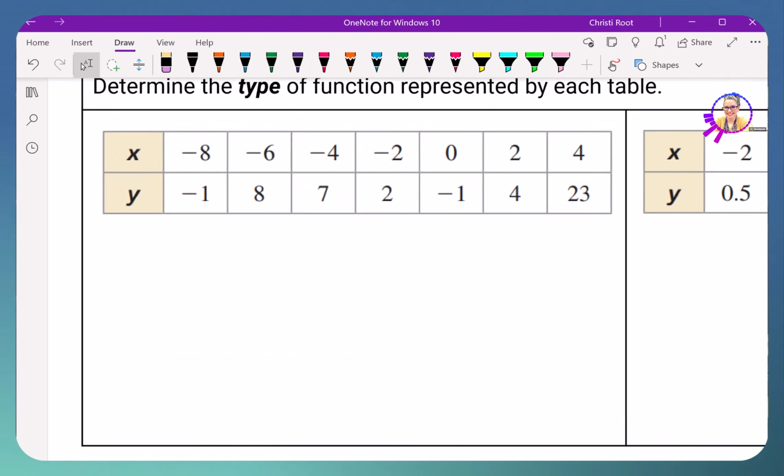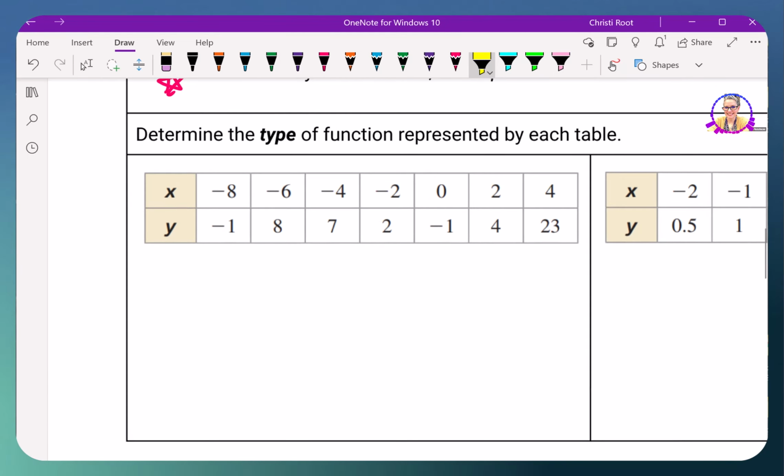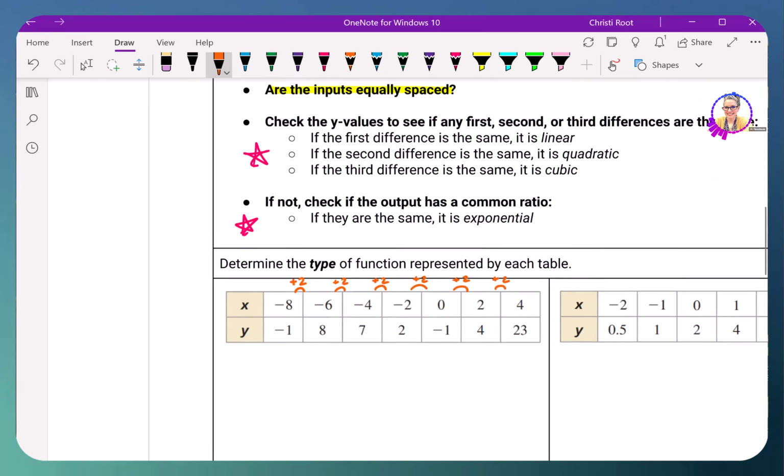So the first thing you want to do, and in your notes it says, are the inputs equally spaced? If you look at each input, it looks like there is a gap of plus 2, plus 2, plus 2, plus 2, plus 2. So all of these, you are adding 2 to each input. So it's really important that you notice that first. Then you can go ahead and graduate to step number 2.